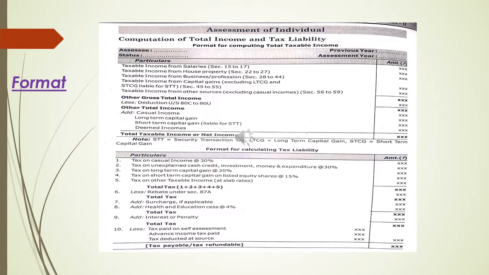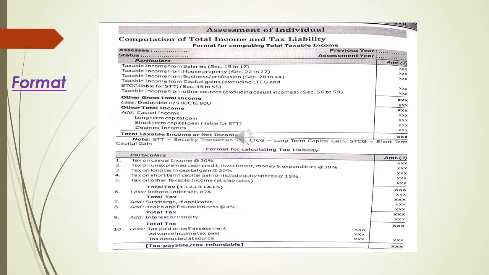But while taking capital gains, we have to exclude long-term capital gains and short-term capital gains where STT is attracted. So except these two, STCG with STT and LTCG, any other capital gains we have to add. And then finally, taxable income from other sources. Even here, we have to exclude casual income. Casual income is nothing but winning from lotteries, card games, TV show games, horse races, betting, gambling. All this comes under casual income.